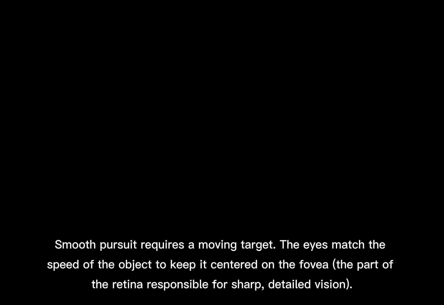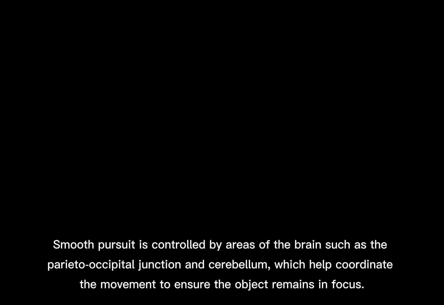2. Smooth pursuit movements. Pursuit movements are slower, more deliberate eye movements that allow the eyes to closely follow a moving object. Smooth pursuit requires a moving target. The eyes match the speed of the object to keep it centered on the fovea, the part of the retina responsible for sharp, detailed vision. Smooth pursuit is controlled by areas of the brain such as the parieto-occipital junction and cerebellum, which help coordinate the movement to ensure the object remains in focus.